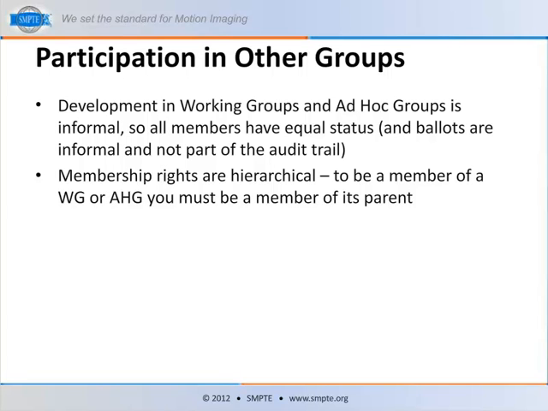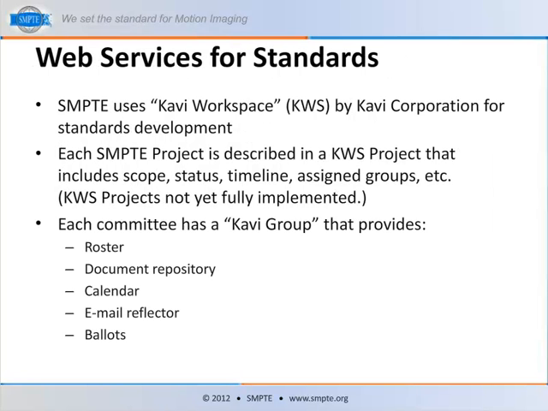Participation in working groups and ad hoc groups is informal, so everybody is equal status. We may use the ballot tool for collecting opinions, but it's all informal, not part of the audit trail. And there are no specific requirements for maintaining membership, but as I say, to be a member of a group, you need to be a member of its parent and eventually a member of the technology committee within which that group is a part.